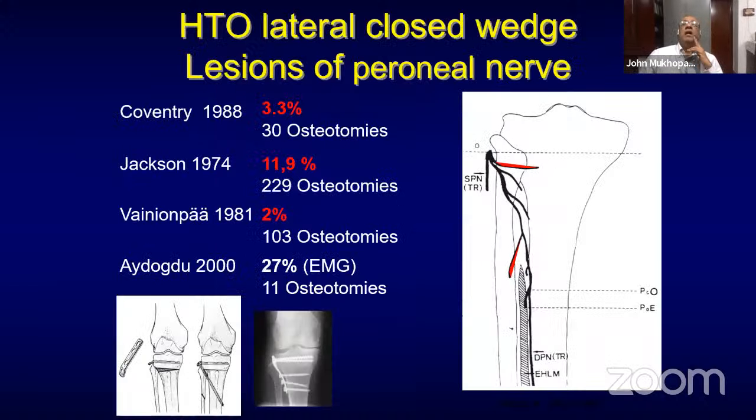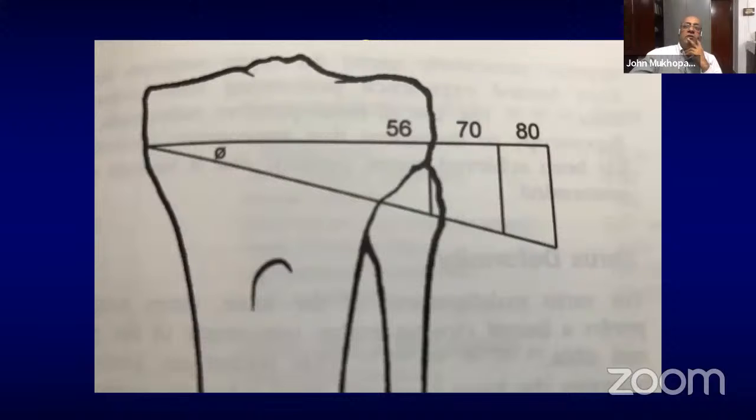The other issues with the closing wedge osteotomies were problems with the peroneal nerve. Depending on different series, you had various percentages of complications, as high as 11.9% in Jackson's series. And if you look at EMG, almost 27% had some changes in the EMG. They may not have had overt peroneal nerve palsy or a foot drop, but they had changes when you did their EMGs.